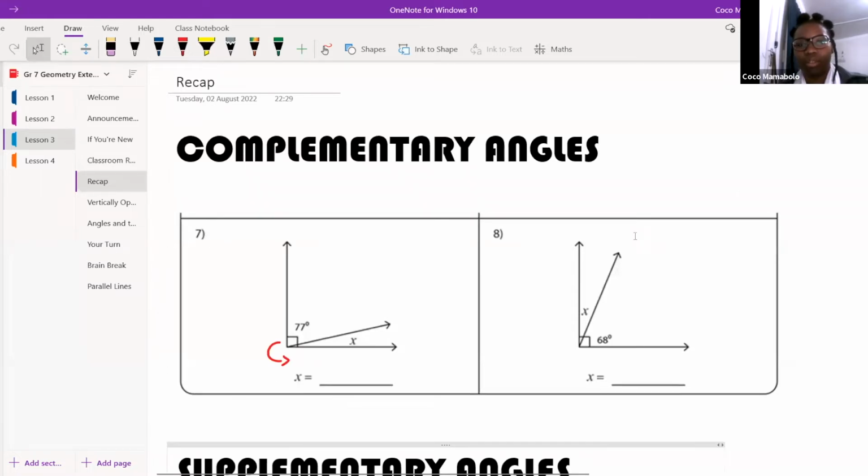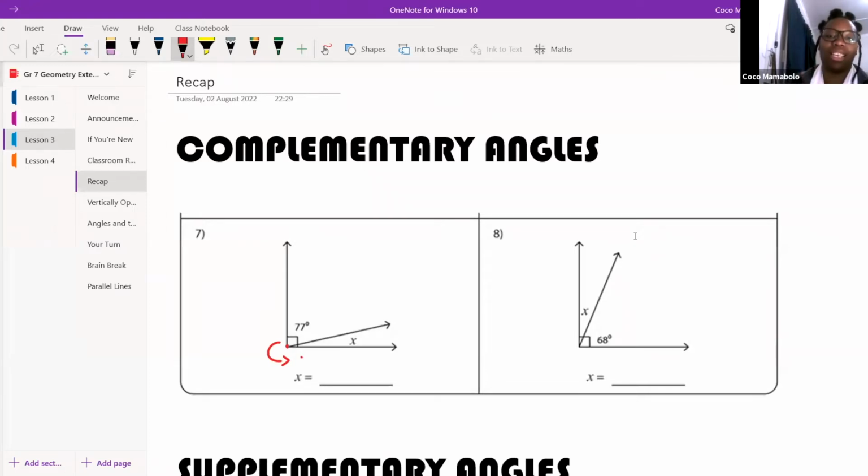Hello, Masichaba. What does that square tell us? Jaria, be very careful. The vertex is that dot in the middle. What does the square tell us? The square tells us that the angle is 90 degrees. Oh, excellent. It's 90 degrees. Good. We know that the angle is 90 degrees.